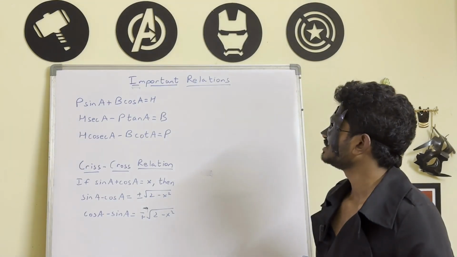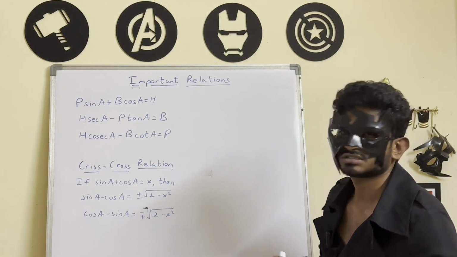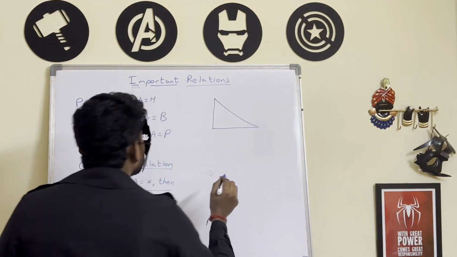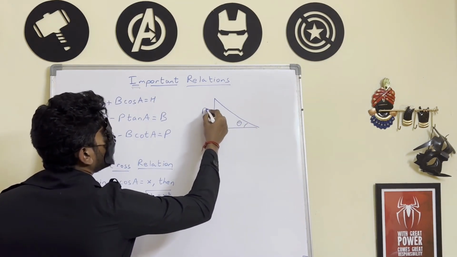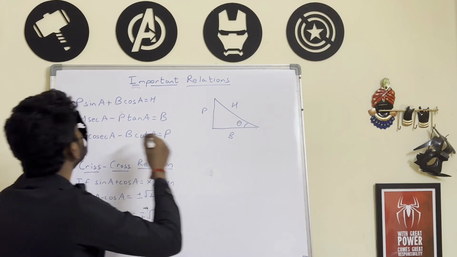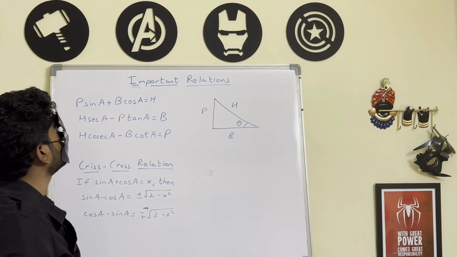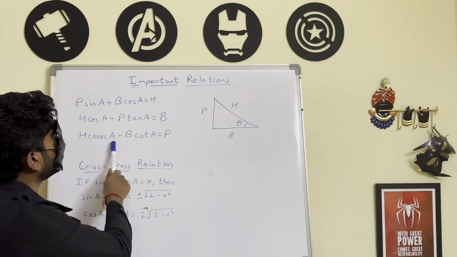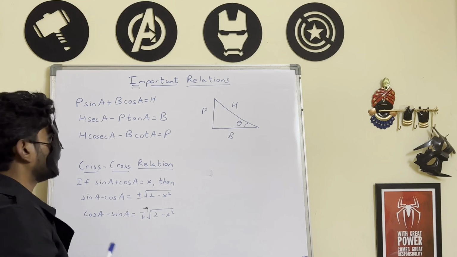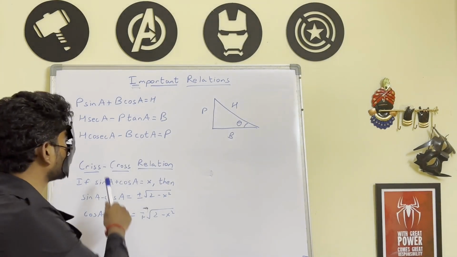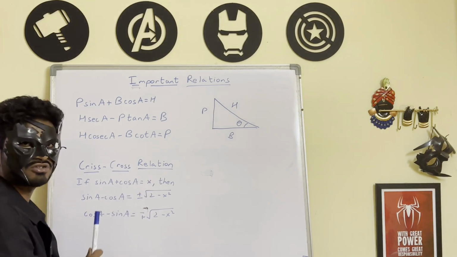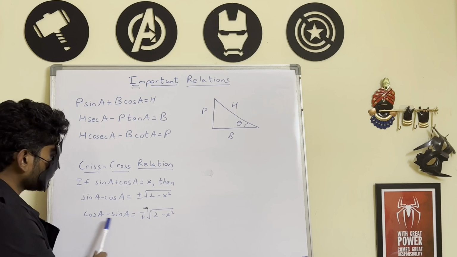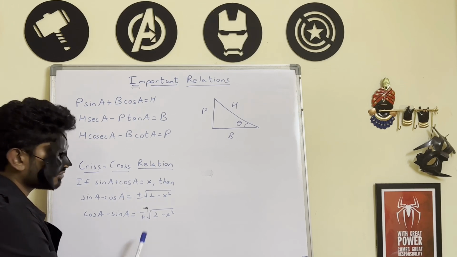So superhumans, another important relation: suppose in a triangle, angle theta is given, then this will be perpendicular, this will be base, and this will be hypotenuse. Then P sin a plus B cos a is equal to the hypotenuse H, H secant a minus P tan a is equal to base, H cosecant a minus B cot a is equal to P. And there is also another relation known as the crisscross relation. Suppose if sin a plus cos a is equal to x, then sin a minus cos a is equal to plus or minus under root of 2 minus x square, and cos a minus sin a is equal to minus or plus under root of 2 minus x square.